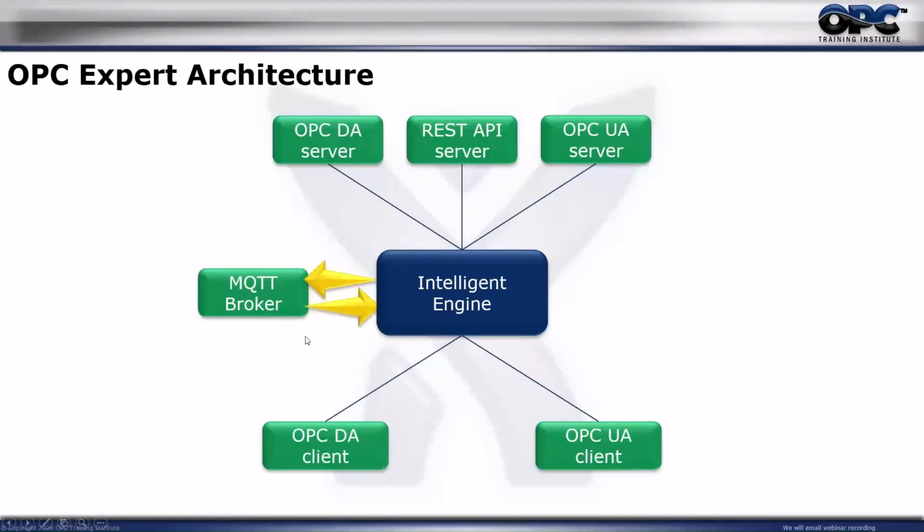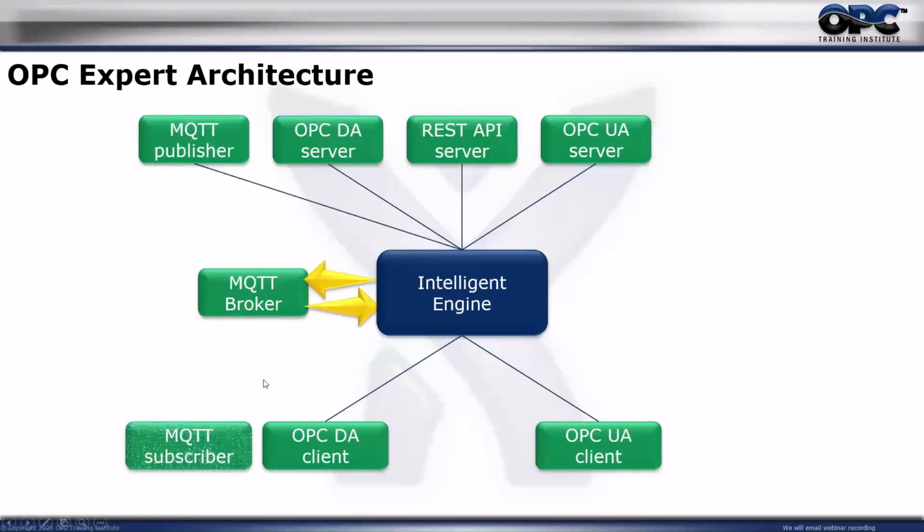There's also built-in PubSub with MQTT. What that means is there's an MQTT broker, a publisher, and a subscriber. So if you've got MQTT data sources, you can either grab data from them, or they can send data to OPC Expert's broker. For example, if you have your own publisher, or if you have a broker, you can use a subscriber or a publisher to send that data with OPC Expert. And again, once it's in the broker, all that data is available in OPC Expert's intelligent engine.